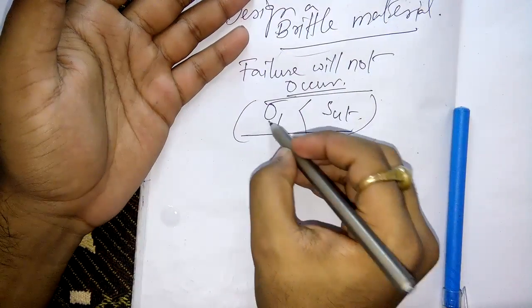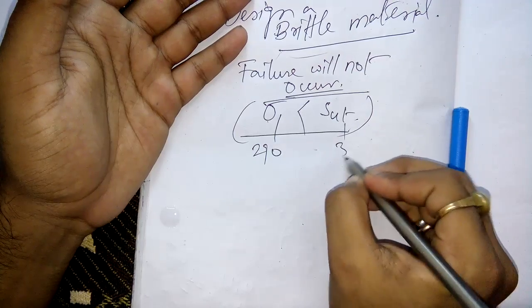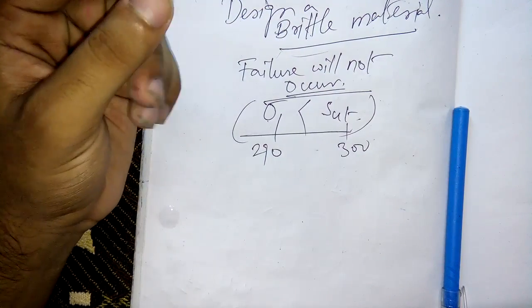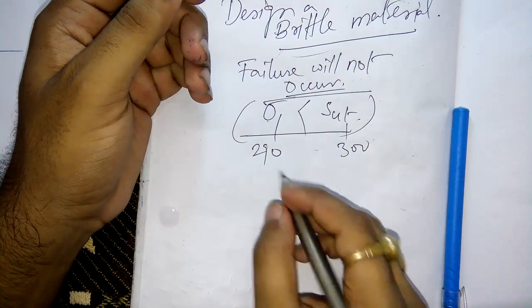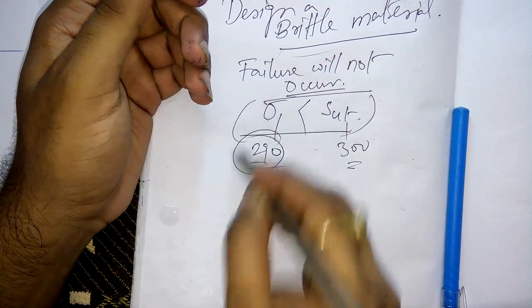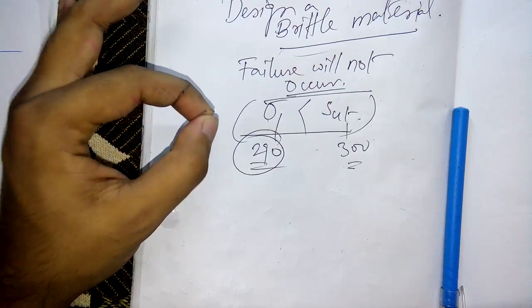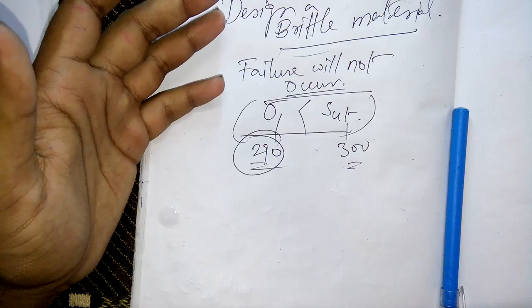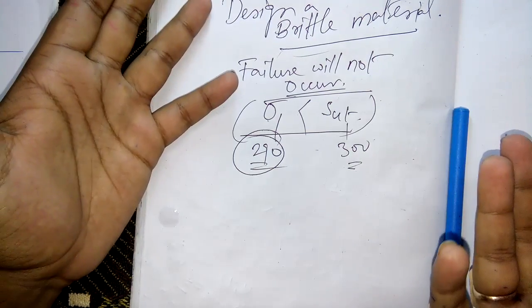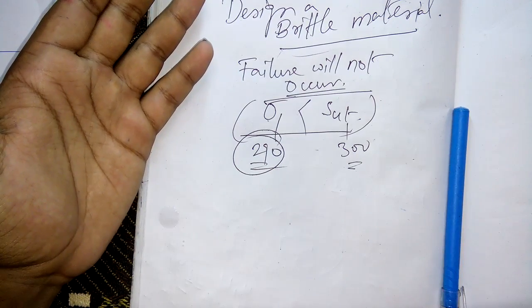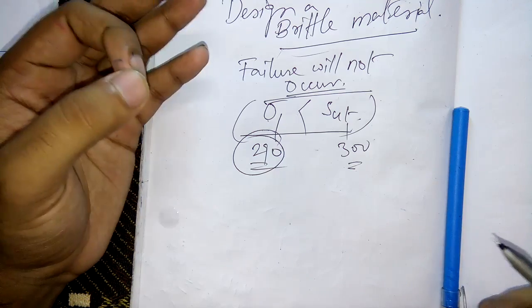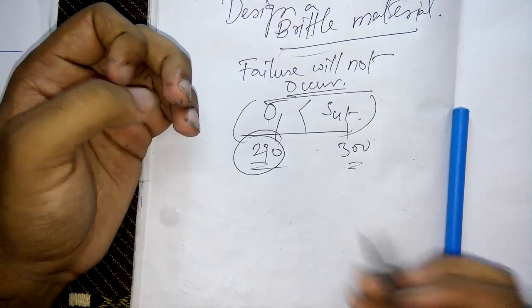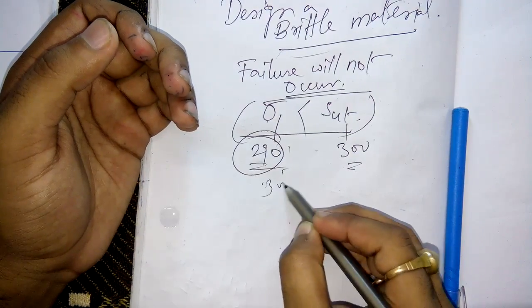For example, this is 290, this is 300. You know that failure is not going to occur, but there is a great chance of risk. That means if this value of sigma 1, or principal stress, increases suddenly, then your material will fail. And brittle materials fail by crack formation. You will not get any time, because if it suddenly increases, it will be very close to 300.